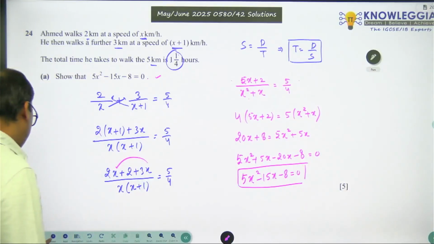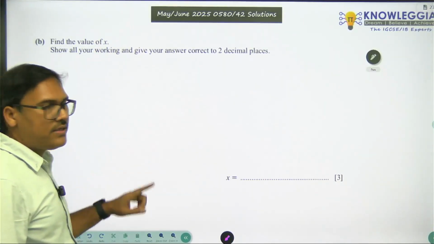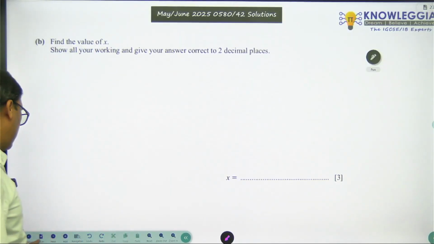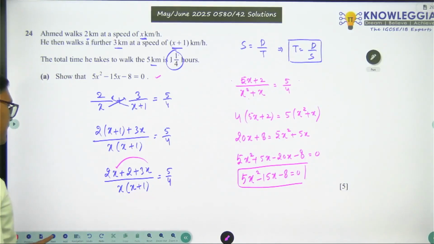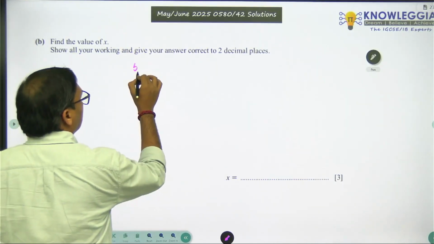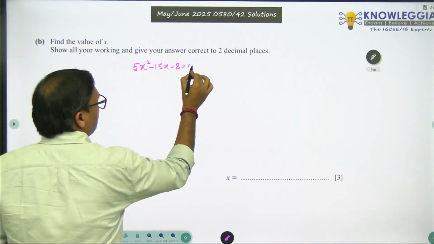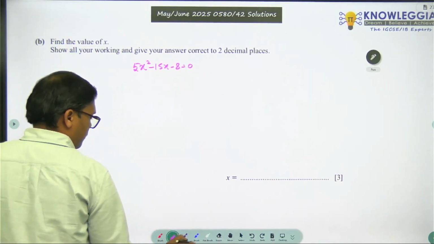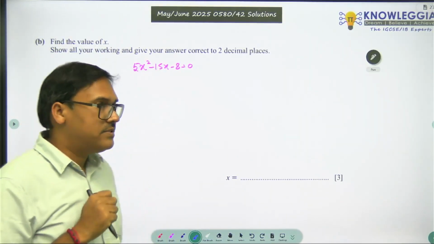So now let's take the next part. Find the value of x. Show your working to the correct decimal place. So now you have to solve this equation, 5x square minus 15x minus 8. You have to solve this using the quadratic formula, because the answer will be in decimals.